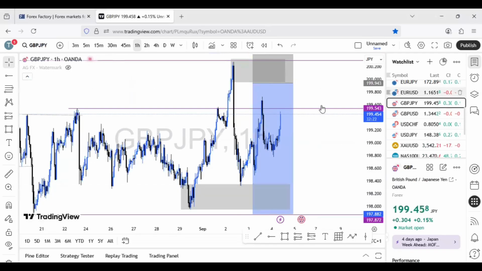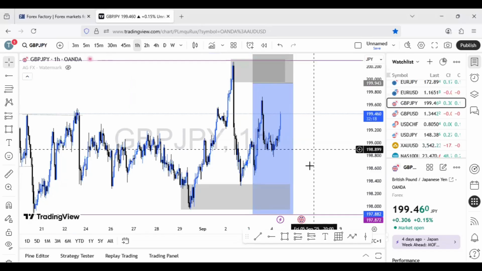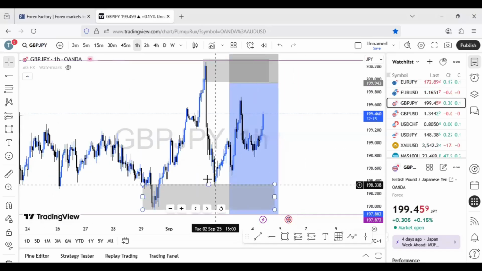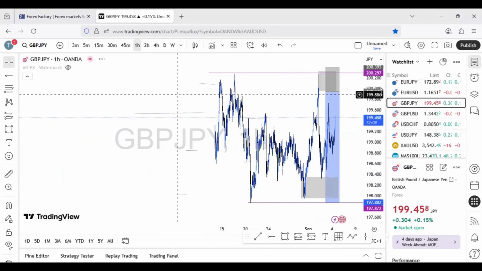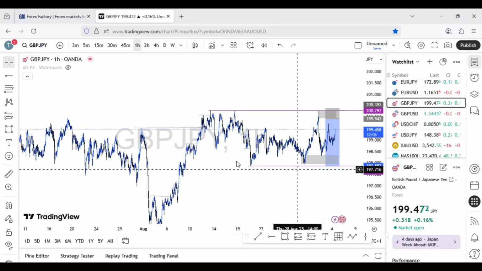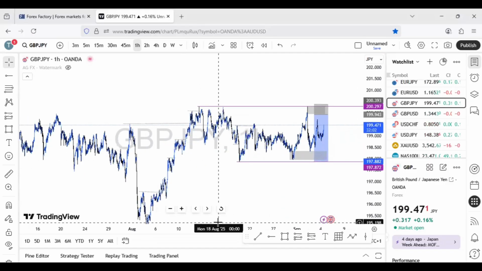Trying to be as fast as possible. So GJ picked this buy area here, but this is also a valid order block. And let me see the overall trend. It looks like it's consolidating. It's coming from an uptrend, but it's consolidating.